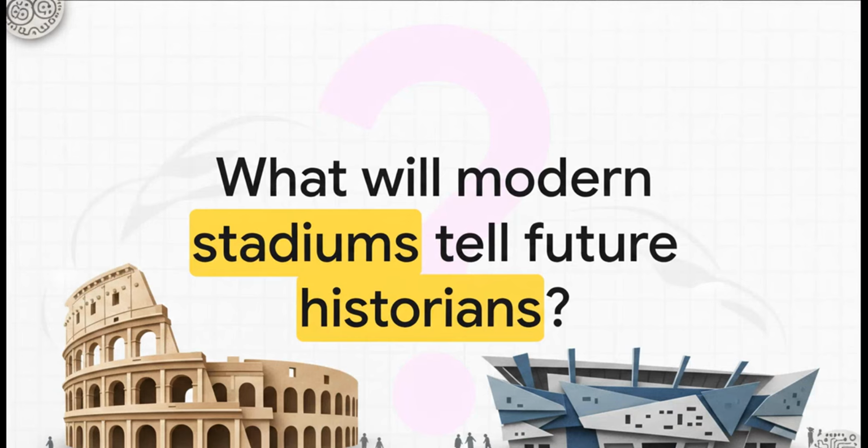So, as we wrap up this explainer, I really want to leave you with a provocative thought. The next time you walk into a towering, modern sports arena in your city, try to look past the giant screens and the luxury suites. Remember the historical forces that actually shaped those enclosures, and ask yourself, centuries from now, what will our modern stadiums tell future historians about our society today?